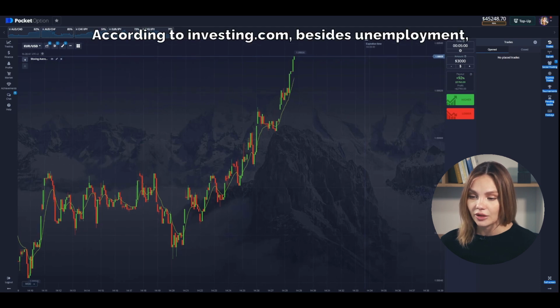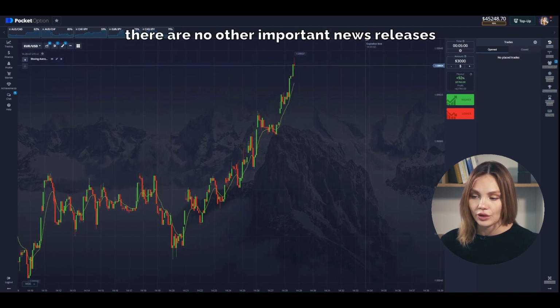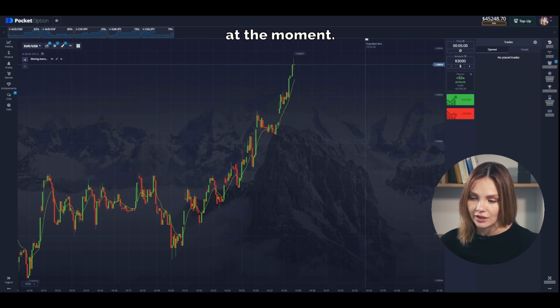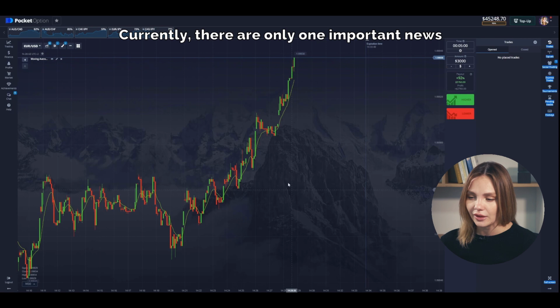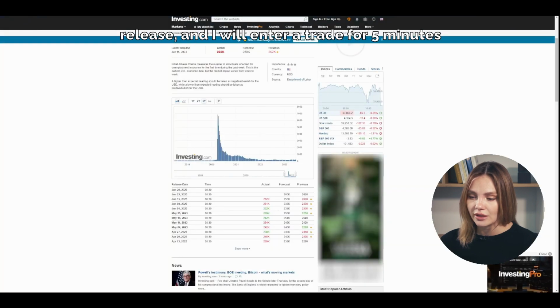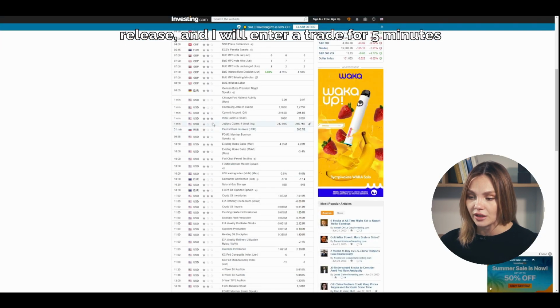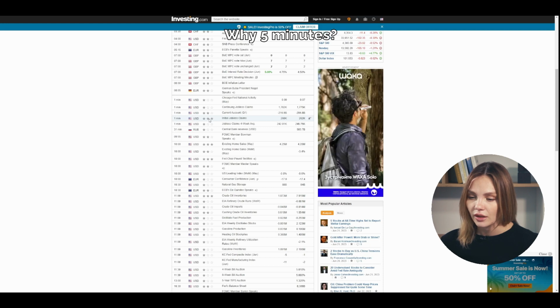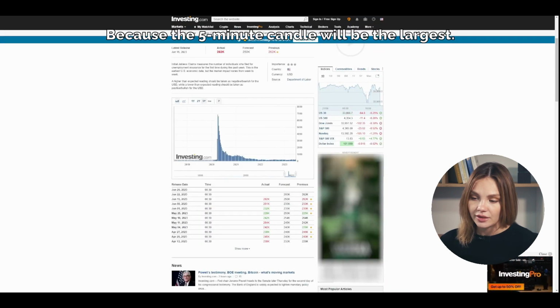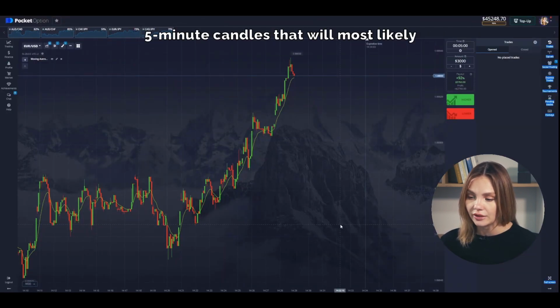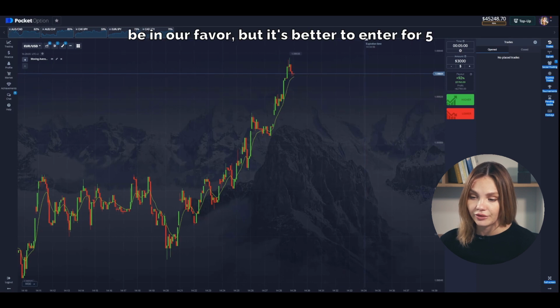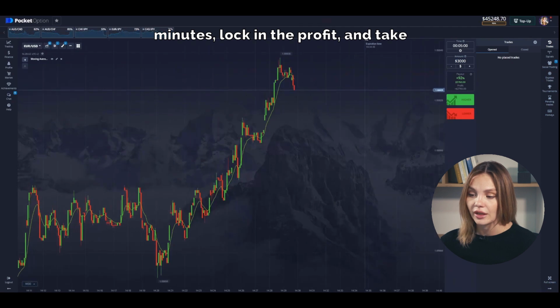Alright, we have less than a minute left before our trade begins. According to investing.com, besides unemployment, there are no other important news releases at the moment. Important news is indicated by 3 stars. Currently, there is only 1 important news release, and I will enter a trade for 5 minutes with $3,000. Why 5 minutes? Because the 5-minute candle will be the largest. After that, there will likely be 1 or 2 more 5-minute candles that will most likely be in our favor, but it's better to enter for 5 minutes, lock in the profit, and take a break.